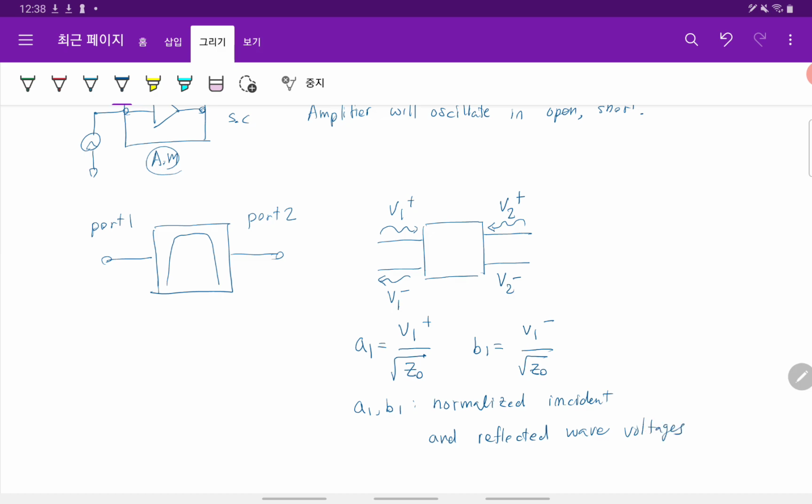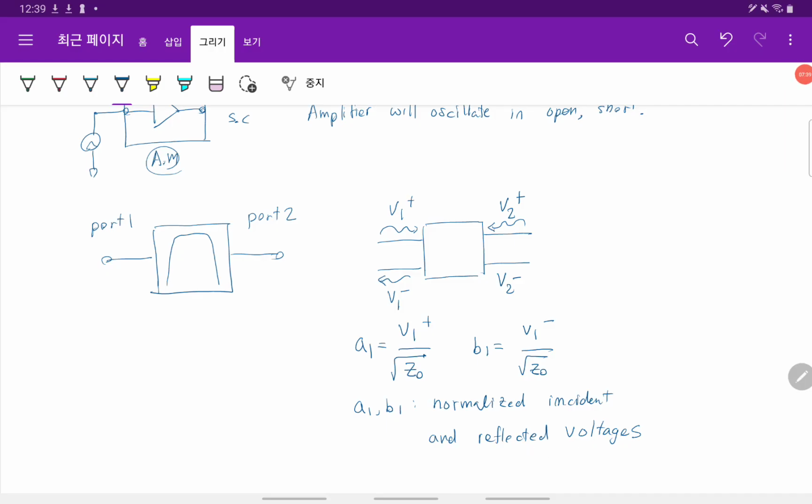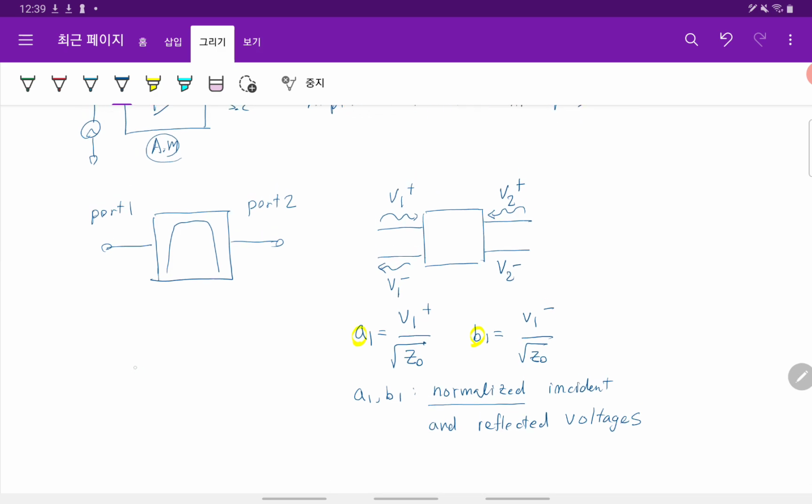This pen doesn't work efficiently even though I try to erase. So these are incident and reflected voltages, but normalized with the square root of Z0. A means incident and B is reflected voltage. So we can simply make A1, B1, A2, B2: incident wave, reflected, incident, reflected.